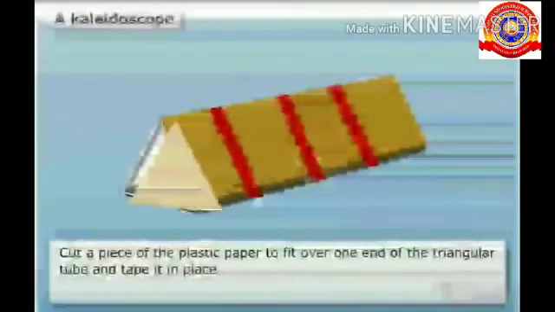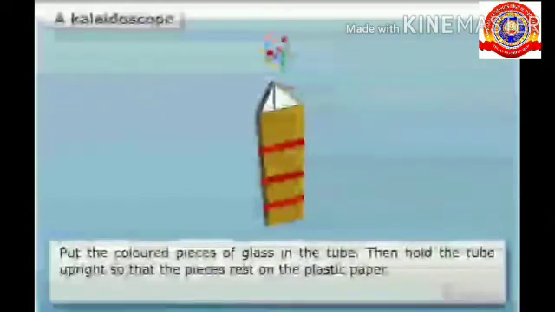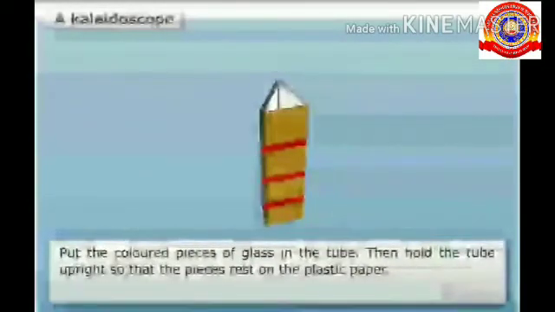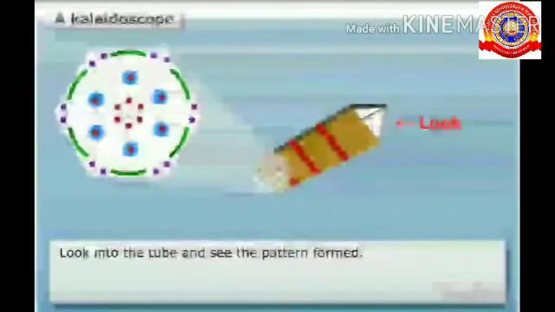Then put the colored pieces of bangles and colored papers in the tube. Then hold the tube upright so that the pieces rest on the plastic paper. Look into the tube and see the pattern formed.